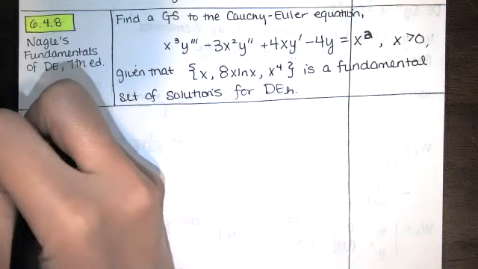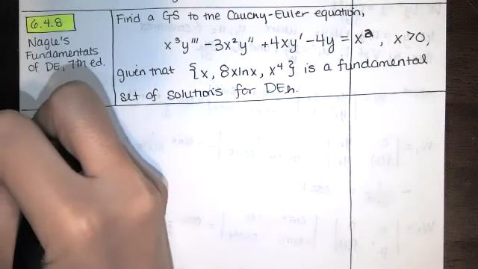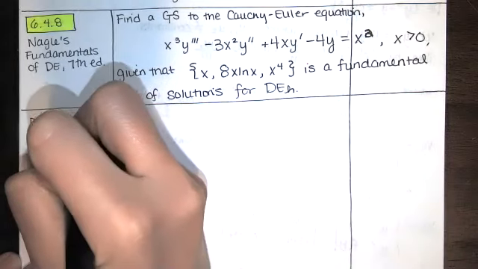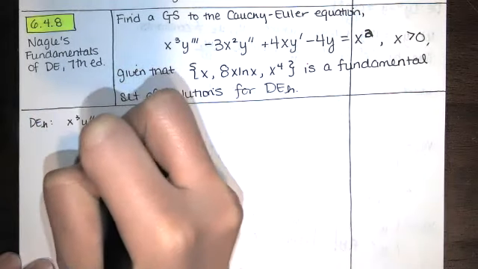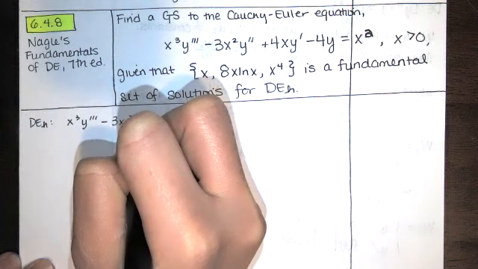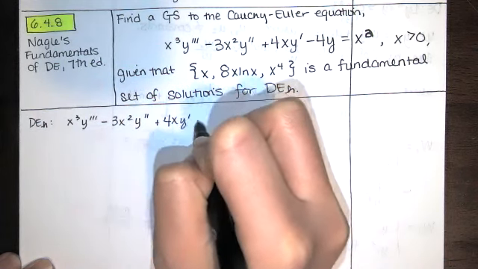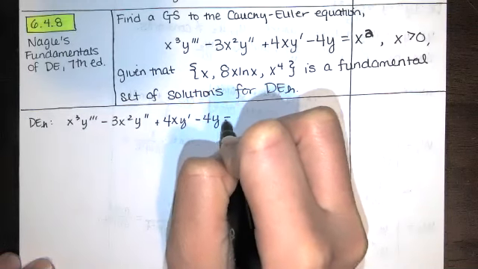Since it's a third order equation, we have 3 linearly independent solutions to this corresponding homogeneous equation. Most of the time we would have to find those linearly independent solutions ourselves, but this time they were given to us.